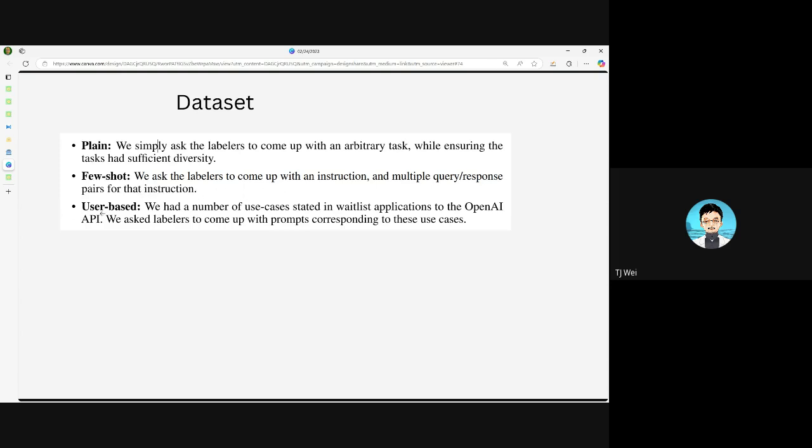Another thing is, this is a few-shot dataset, and this is a user-based dataset. They had a number of use cases stated in the waitlist application of the OpenAI API. So they collected this waitlist and asked labelers to come up with prompts corresponding to these use cases. So this is how they constructed the dataset at the beginning.